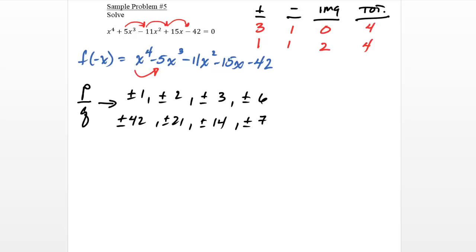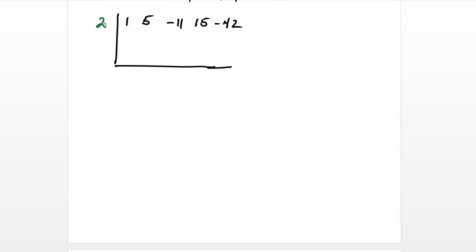Also, as you can see here, we're probably only going to have one positive root and one negative root, which in this scenario is going to leave us with 2 imaginary. So that gives us a heads up of where we're going. I'm going to do my first synthetic division with positive 2. So I'm going to go ahead and work this out, and you can see that I did get a 0 off of that.